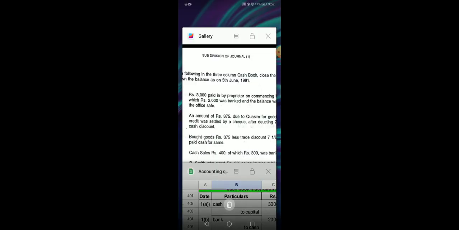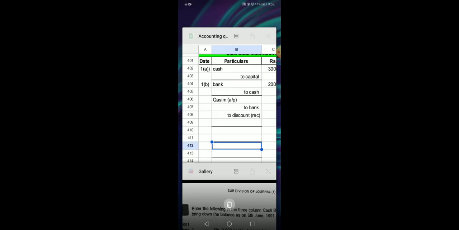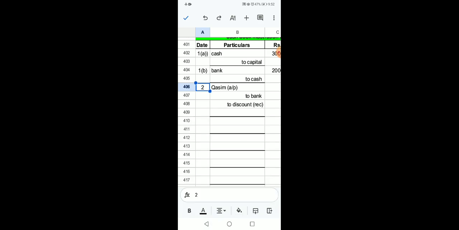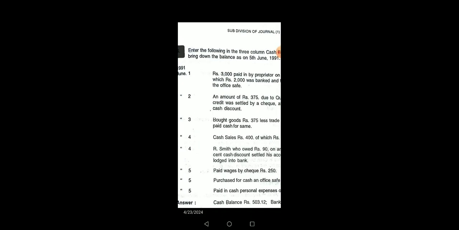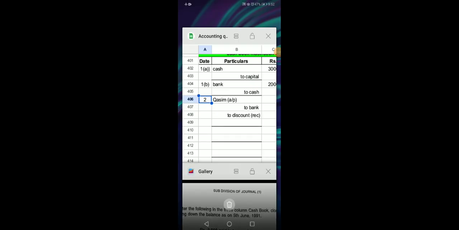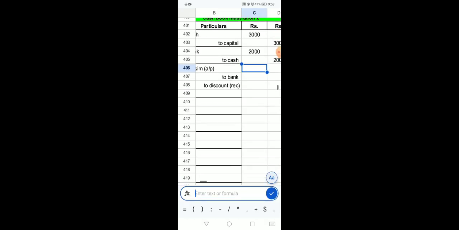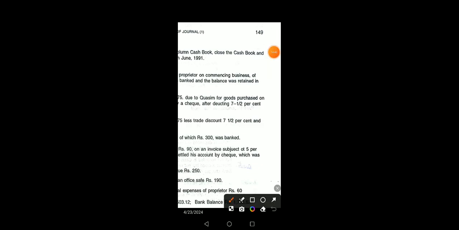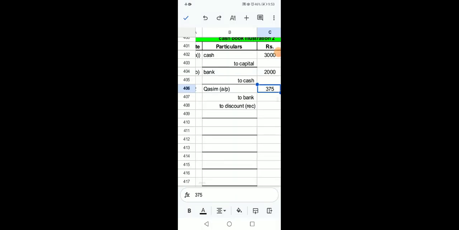Let's see what the date was. It was 2. So mention the date in the date column as 2. Come to the point. The amount due to Qasim was 375. It was the total amount for which you were liable. So the amount which was payable to Qasim, you will write in front of Qasim, 375. Now go back and see what the other aspect is saying, that is 7 1/2% discount. The amount of the check has not been given.